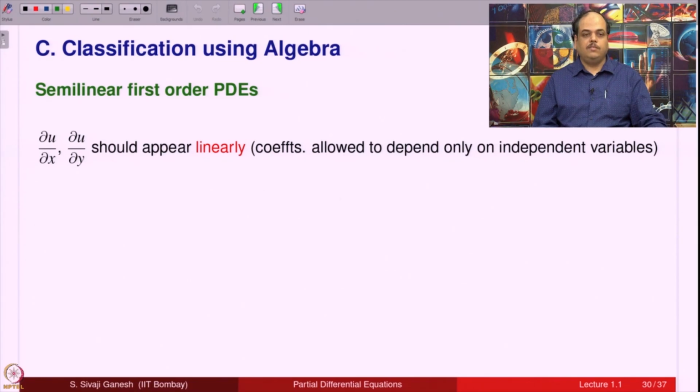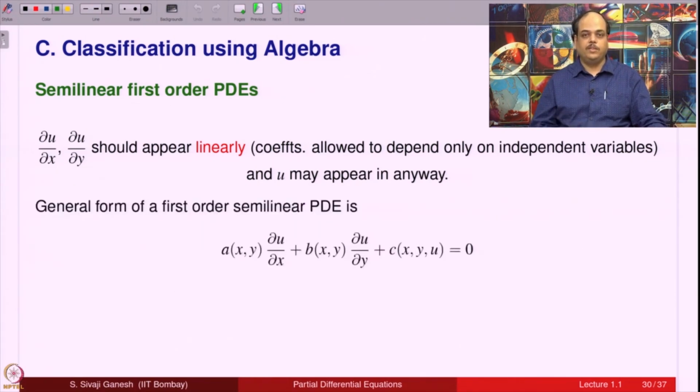Semilinear, here what we ask is ∂u/∂x, ∂u/∂y should appear linearly. Coefficients are allowed to depend only on the independent variables and u may appear in any way, but not in the coefficients of ∂u/∂x and ∂u/∂y. So, therefore, the most general possible semilinear equation of first order is like this. This is an example.